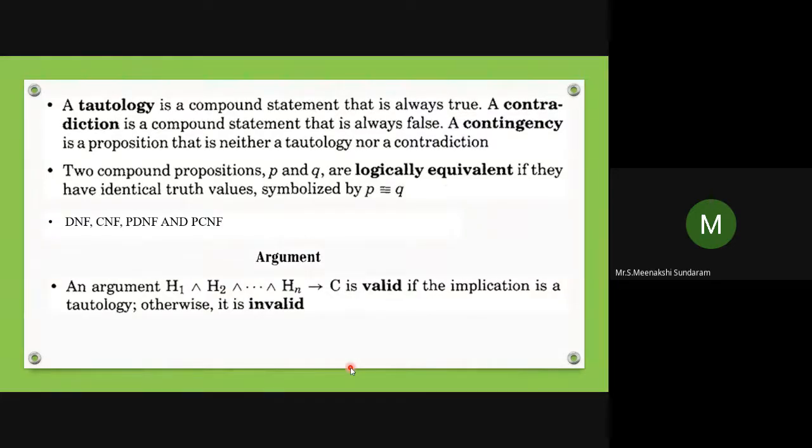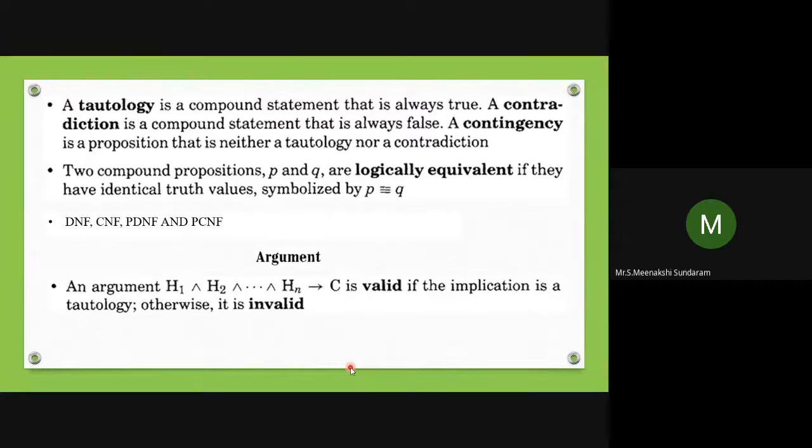Once you draw a truth table, the last column is the conclusion, for example for an if and only if statement, taking the whole term. Tautology means all the values are true. Contradiction means all the values in the last column are false. If true and false both appear, it is called a contingency.